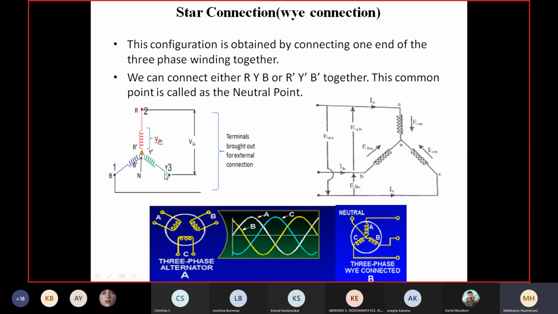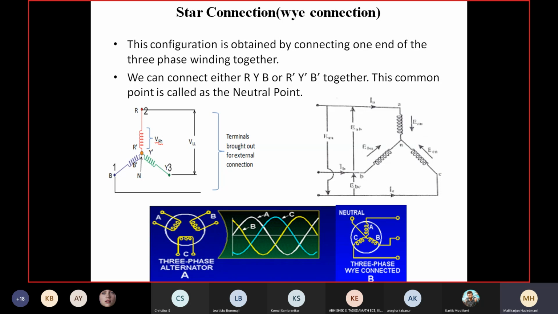What about the remaining three points? R is left off, Y is left off, B is left off. Those you bring out this way. By this, what did you do? It looks like a star structure or a Y-like structure in which one common point of the R group, Y group, B group is joined. The remaining left-off points of the R group, Y group, B group are brought out as they are. Such a connection looks like a star, and we call it a star connection or Y connection.